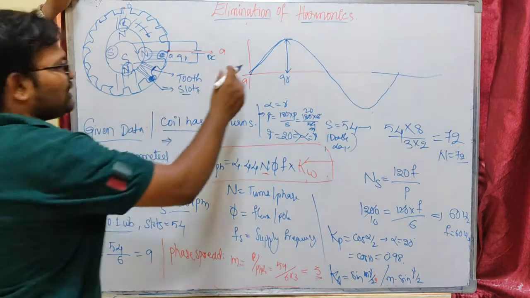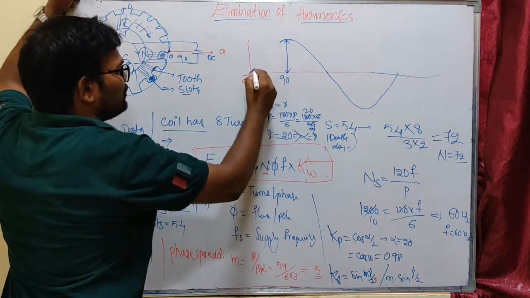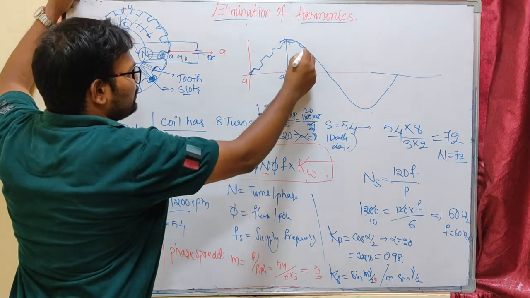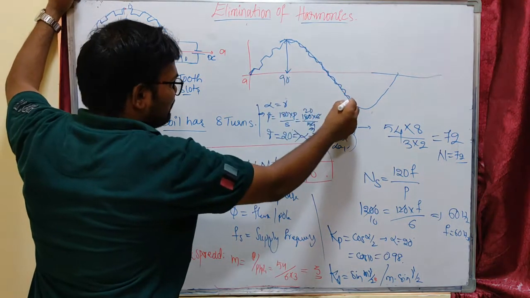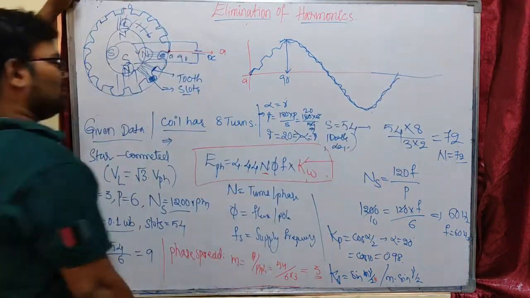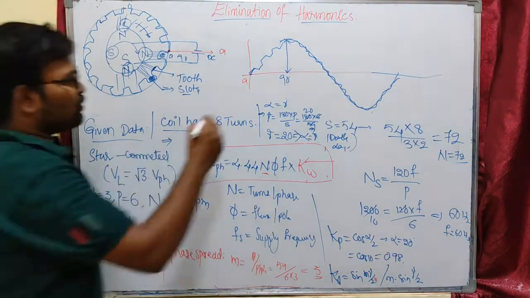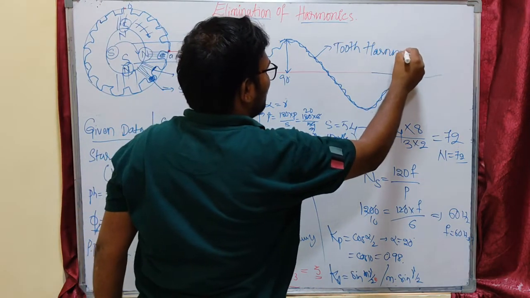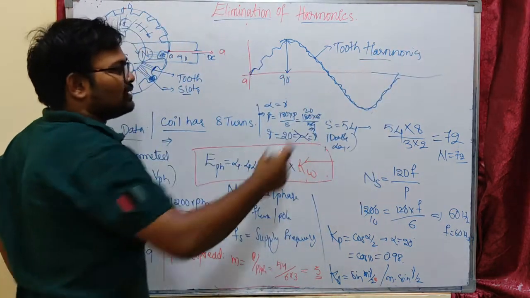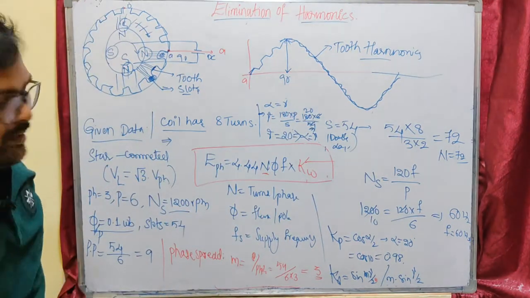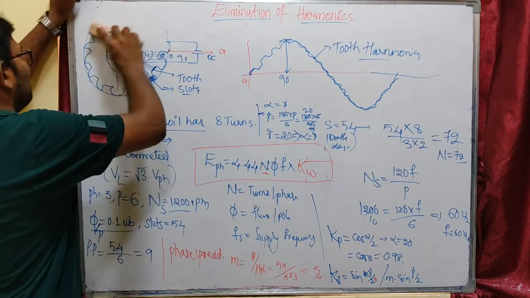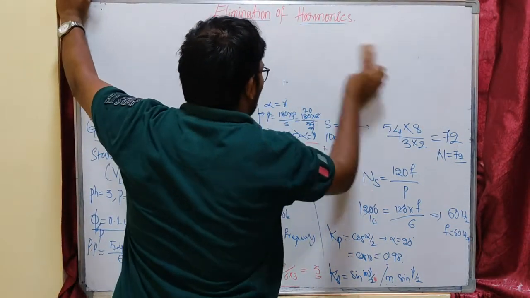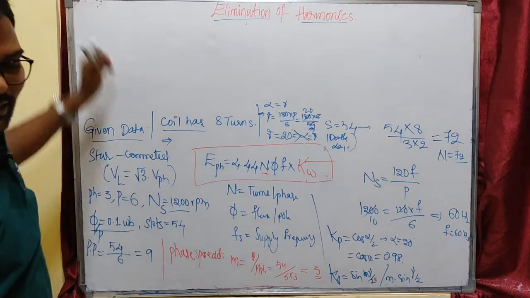That means our flux distribution will be like this. For the tooth it is like this, and for the slot it will be like this. So the flux distribution is not uniform, actually not sinusoidal, it is something like this. It is not pure sinusoidal because of the tooth. These are called tooth harmonics. Due to the tooth harmonics, our flux distribution is not sinusoidal, and our EMF will be distorted from the sinusoidal wave. In order to eliminate them, we are keeping Kp and Kd. So this is the idea.